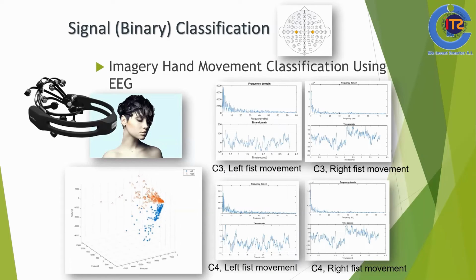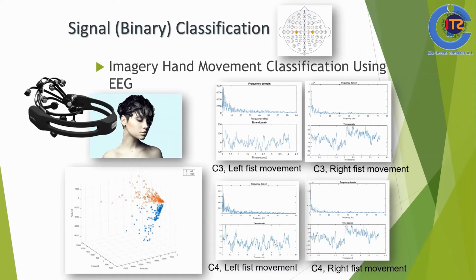And we also work on the classification of the EEG, which is the brain signal. So we can measure the brain signal and we can classify what the subject is thinking of about moving his or her hand on the left side or the right side.